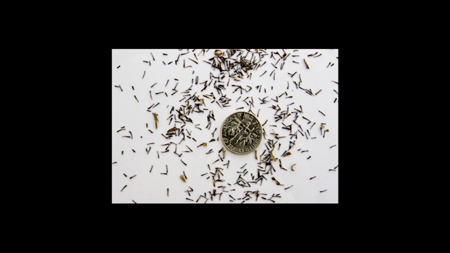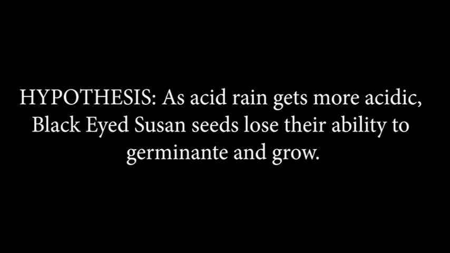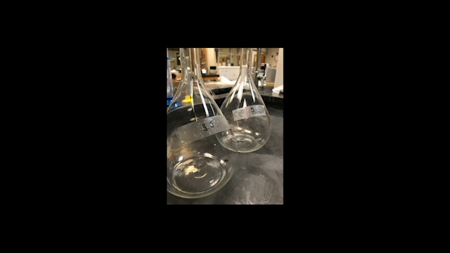Acid rain is detrimental to growth of most plants in the valley, including the black-eyed Susan. According to Zhang, it prevents the growth of certain tissues in the cell, causing the plant not to grow. The purpose of our project is to determine what happens to black-eyed Susan's growth at different pH levels.